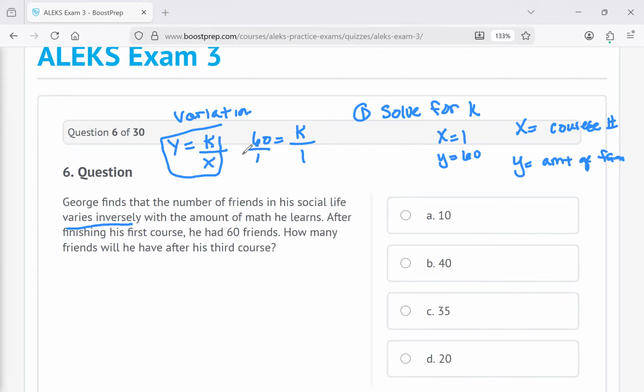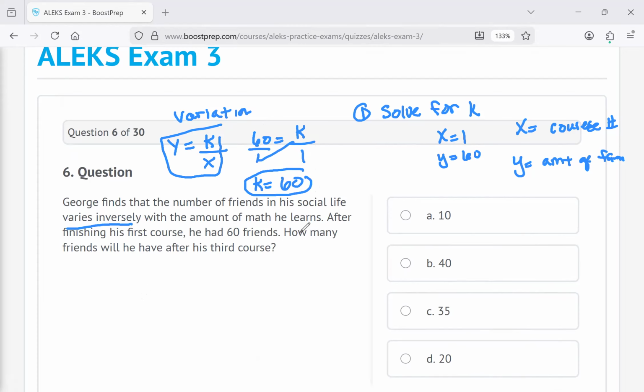Okay. And then I'm going to go ahead and cross multiply. So 1 times k is k, and 1 times 60 is 60. So my k is 60. But that is not our answer. They're asking you how many friends will he have in his third course?